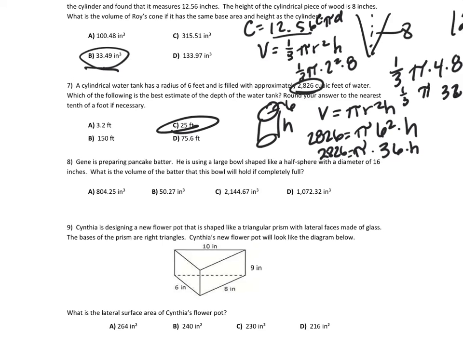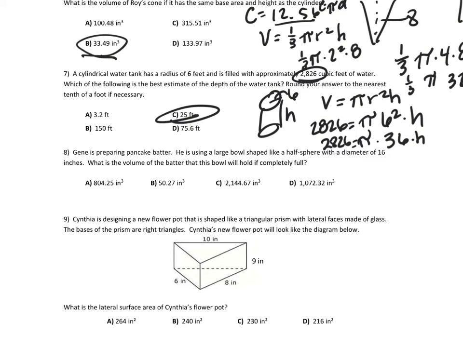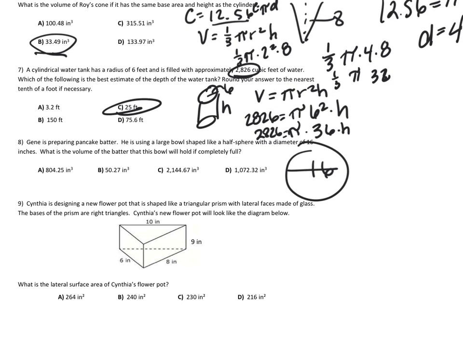Okay, number 8. Gene is comparing pancake batter. He is using a large bowl shaped like a half sphere with a diameter of 16. What is the volume of the batter of the bowl which would be completely full? Okay, so what's the volume formula for a sphere? 4/3 pi r cubed, right? Yes? Yes. Okay, but we only have what? Half of it. Yes? Yes.